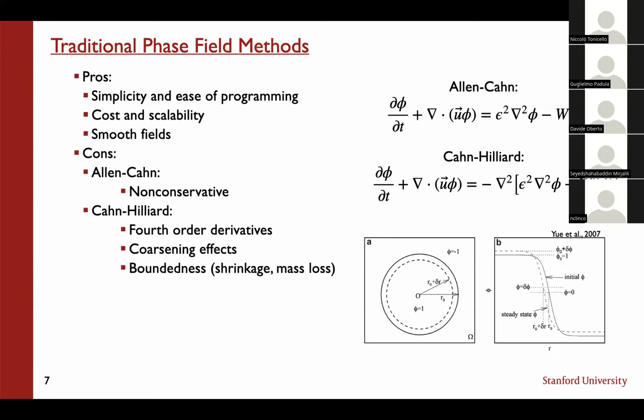As I said, the Allen-Cahn is non-conservative. It's good for problems where you have phase change. Cahn-Hilliard is basically the most popular phase field method. It has fourth order derivatives, which makes it a little difficult to deal with. It has some unwanted issues even on the PDE level.